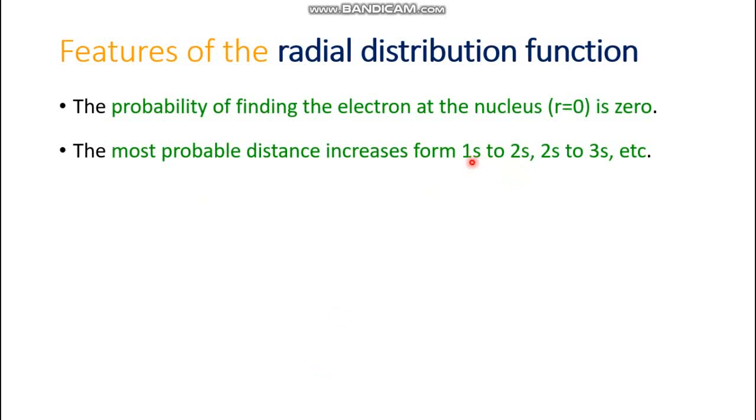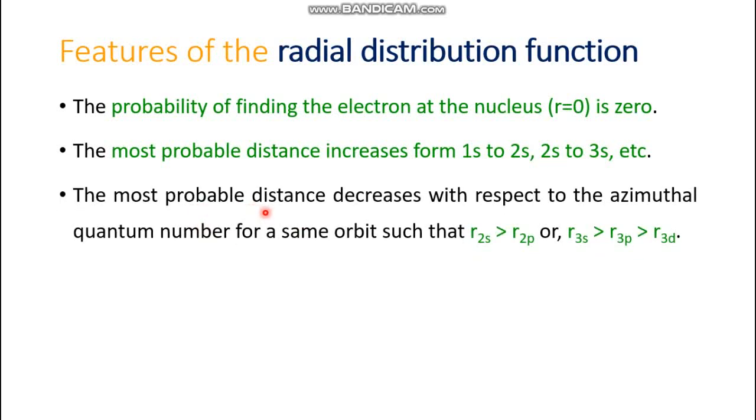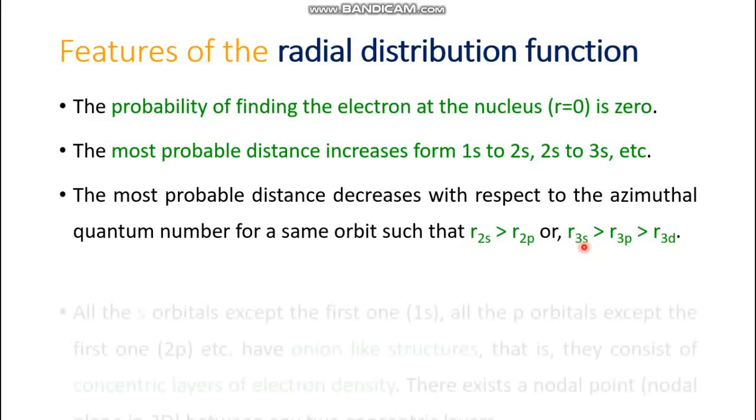Definitely, if the principal quantum number changes, then the higher principal quantum number should have greater radius. Similarly, 3s is greater than 2s. The most probable distance decreases with respect to the azimuthal quantum number for the same orbit, as we have found that 2p has shifted towards the left when compared with 2s. So the radius of the 2p orbit is less than that of the 2s orbit. Similarly, 3d is less than 3p, which is further less than 3s, as we have discussed.